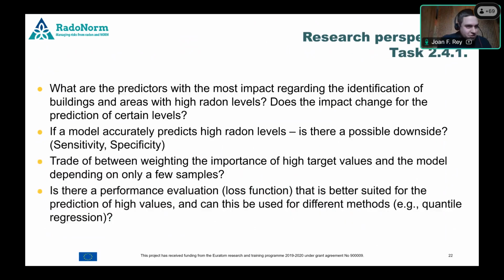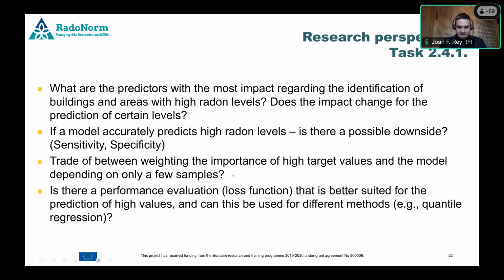So now I'm just going to give a word regarding the research perspectives of our work. It's really interesting to see which predictors, according to the different methods that we have, will have the most impact regarding the identification of buildings and areas with high radon levels. This is really related to each model that we apply: we need to look at the sensitivity and the specificity of the model to see if there is a parameter which is more influential than another.